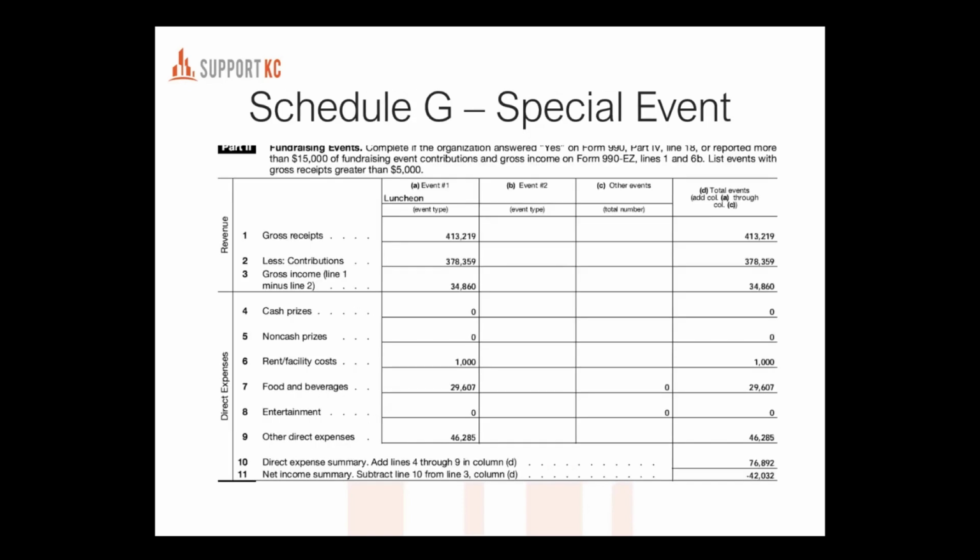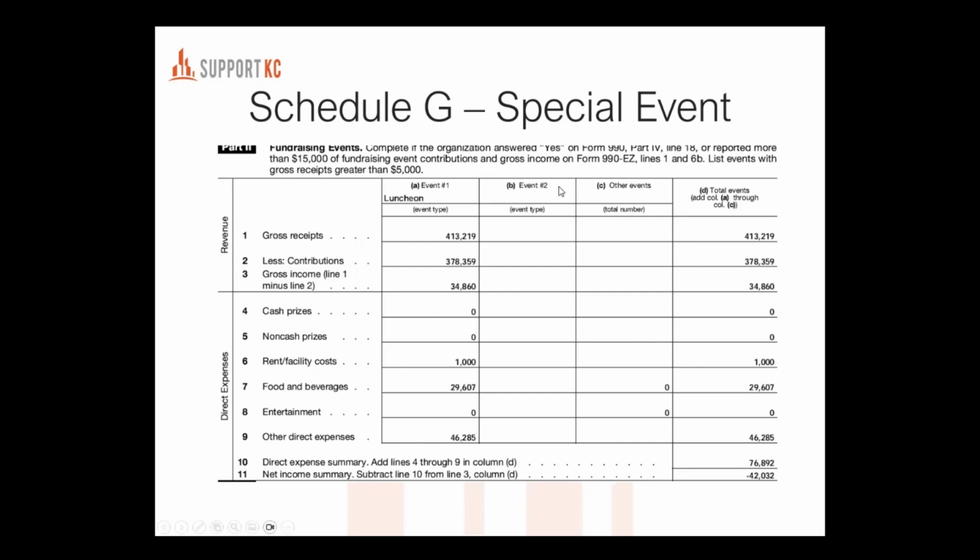And then if special event income is $15,000 or more, you complete Schedule G, which uses the exact same numbers from the revenue section, just with a little more detail, especially on the expense side. So you can see the gross receipts, contributions, the fair market value calculation, and how the expenses were broken out, which we'll talk about in a minute.